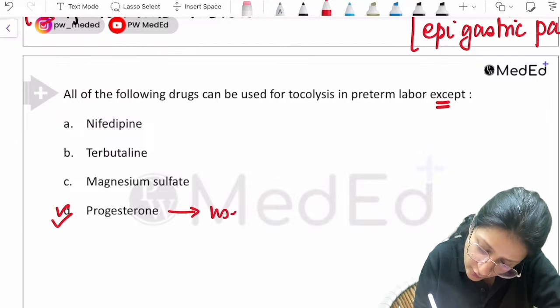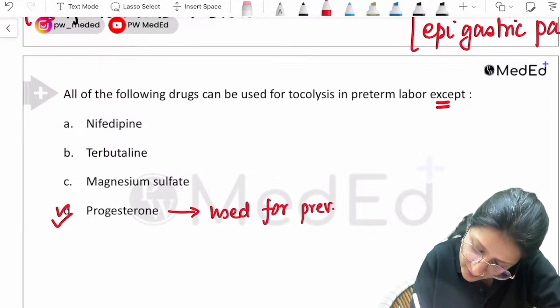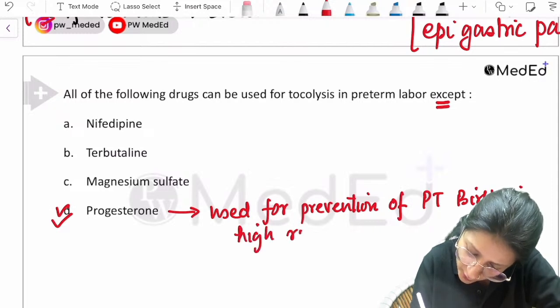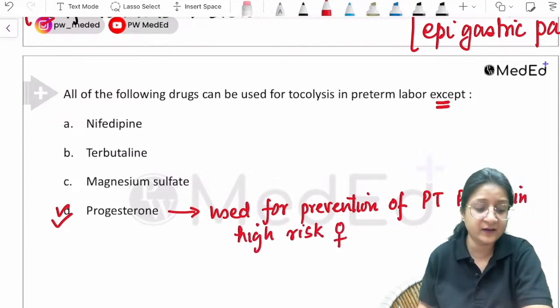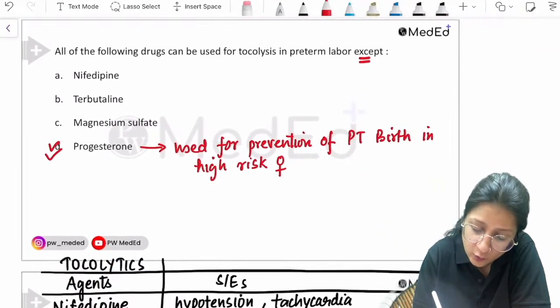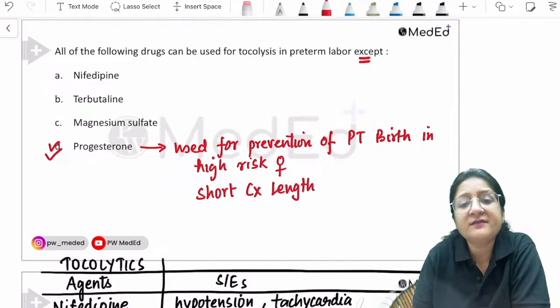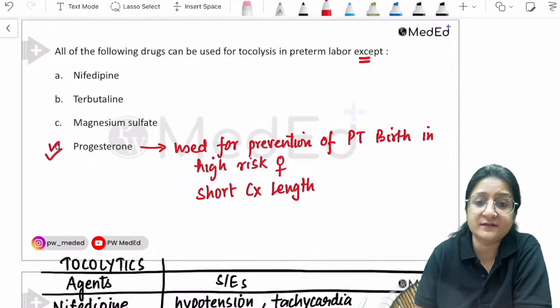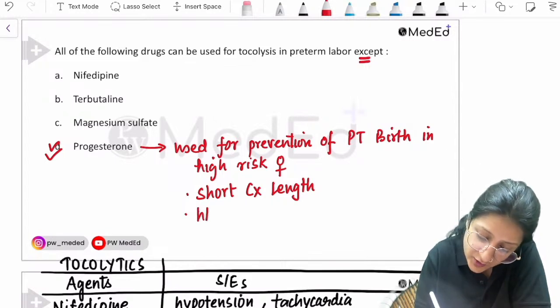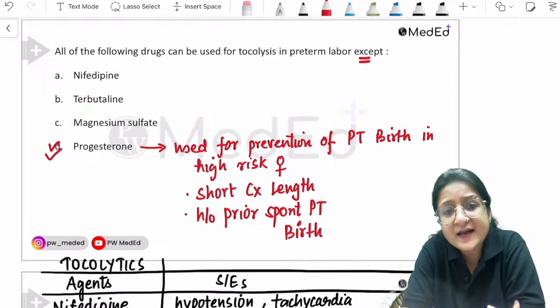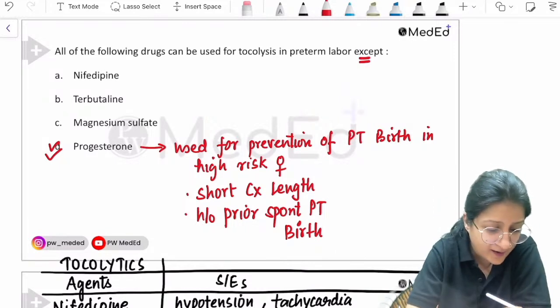Progesterone is used for prevention of preterm birth in high risk women, not in all, okay, in high risk pregnant women. Which are these high risk pregnant women? Women who have an incidentally diagnosed short cervical length, or who have a history of prior spontaneous preterm birth. Then progesterone has a role, right?